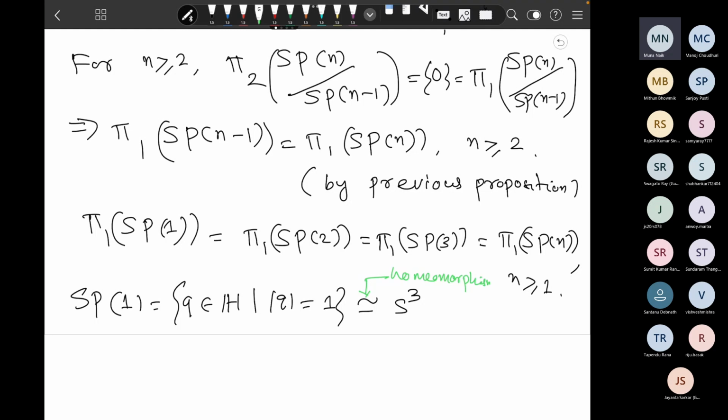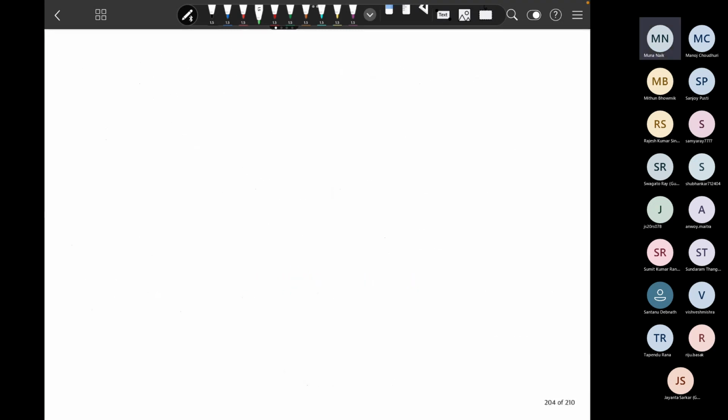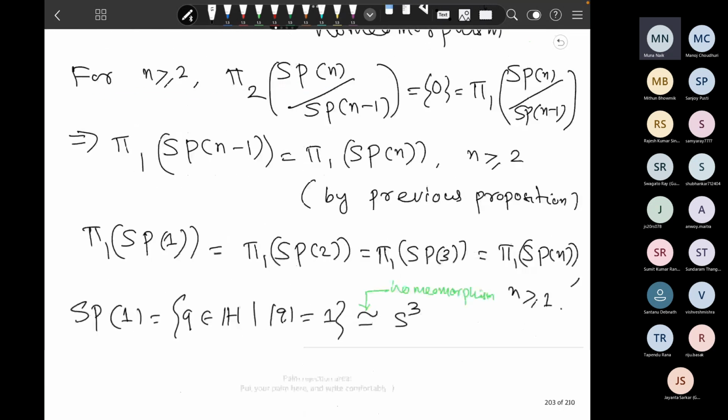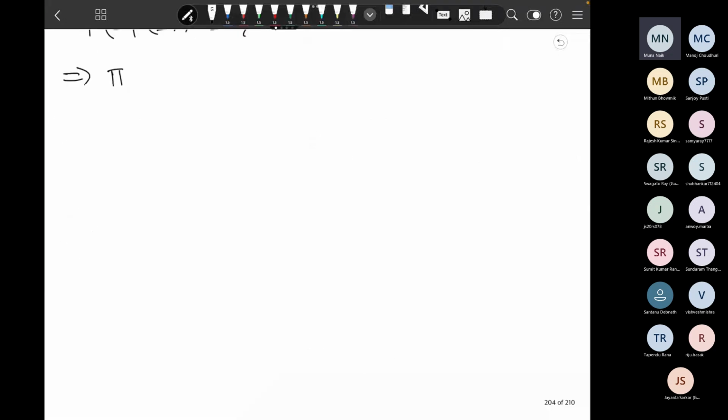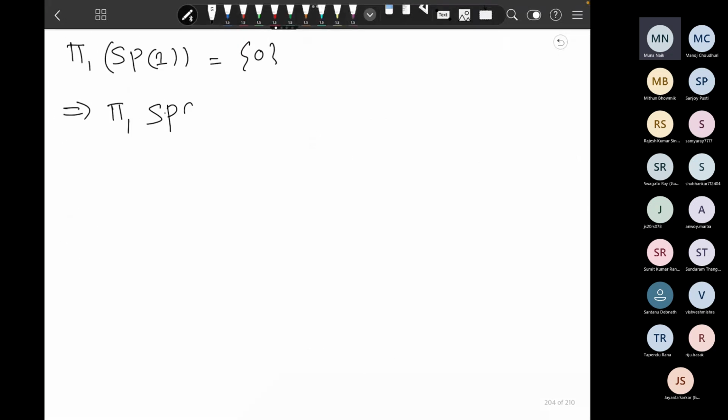So pi 1 of SP1 is equal to Z. Pi 1 of SP1 is trivial, because from this relation pi 1 of SP1 are trivial. So all these pi 1 of SPN is equal to 0 for n greater than or equal to 1. Okay, so this finishes the fundamental group of the so-called compact connected classical Lie group.